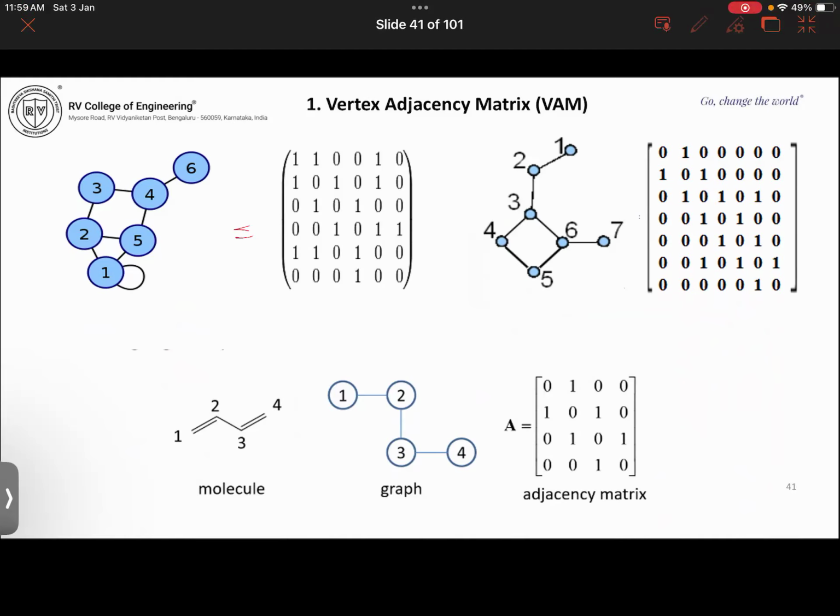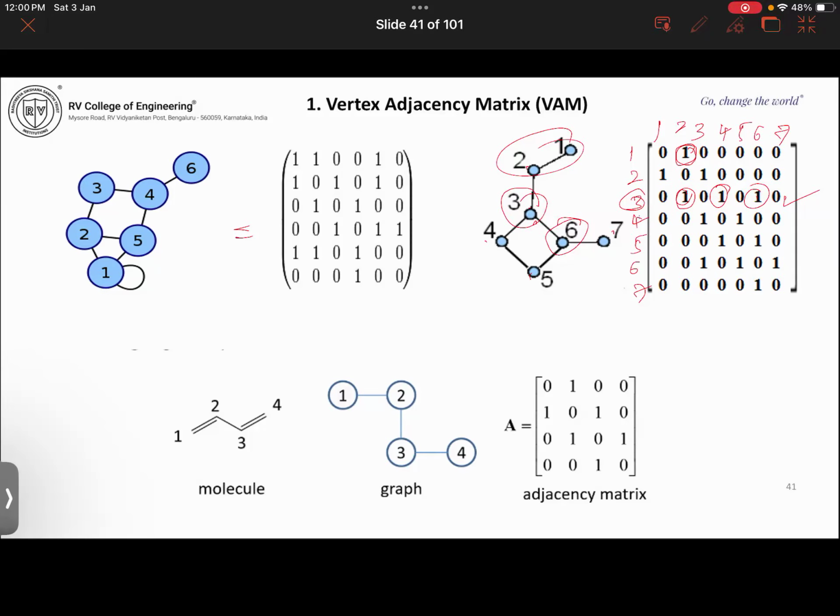You can see here this is having 7 vertices: 1 2 3 4 5 6 7. So from the matrix it represents that 1 is adjacent to only 2. For all the others, it is not adjacent. You can see 3 and 6. 3 is adjacent to 2, 4 and 6. Okay, so the more ones in the matrix, the more is the degree of that vertex.